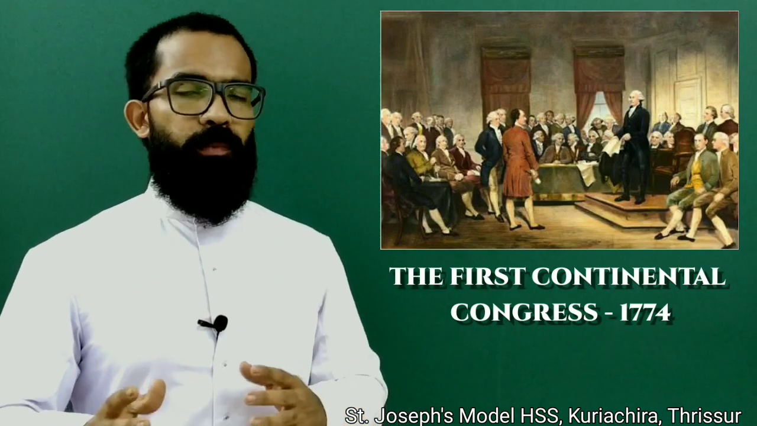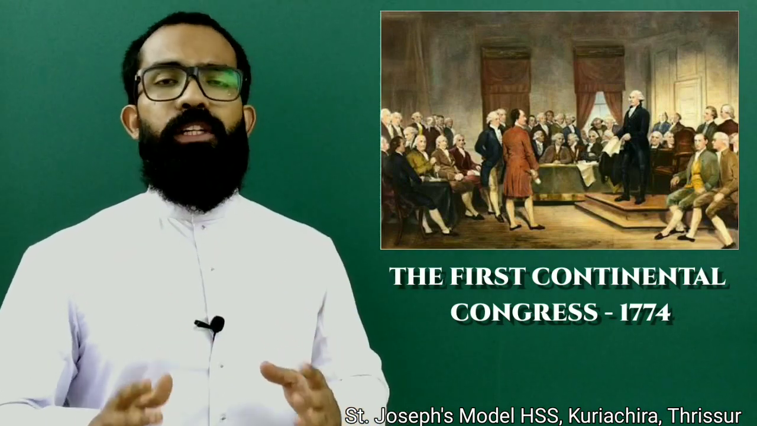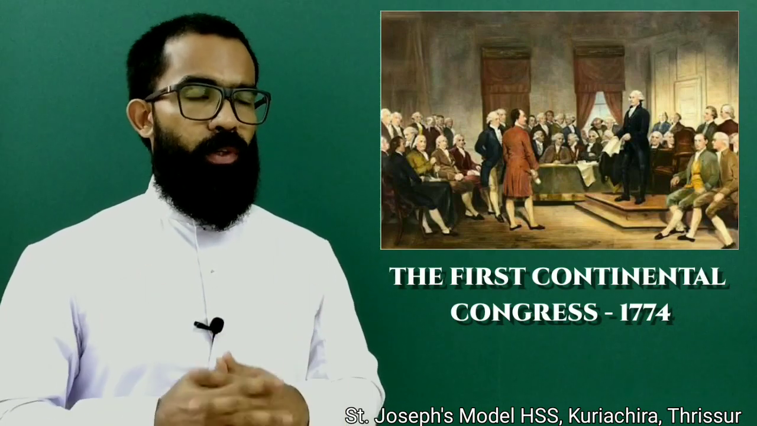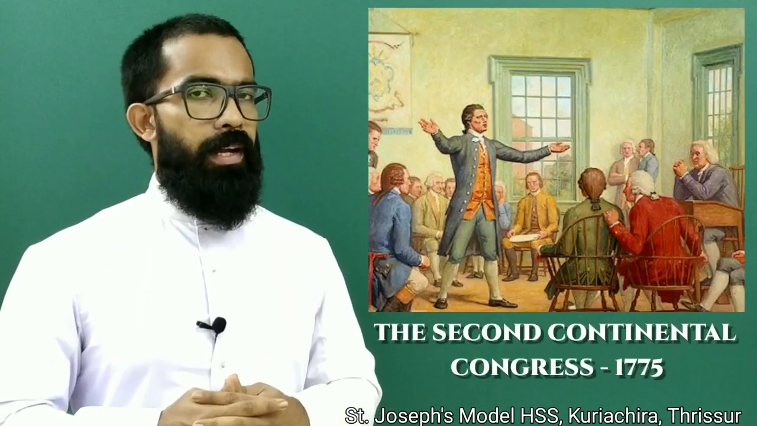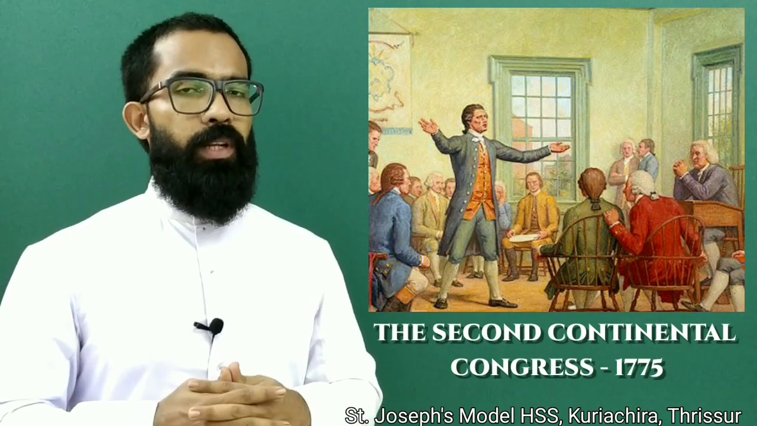All the delegates from the colonies except Georgia met at Philadelphia in 1774. Subsequently, they submitted a petition to the King of England to revoke the rules and regulations that were imposed on commerce and industry, and not to impose tax without the permission of the people. Instead of this, the king sent a force to suppress the people. This led to war between England and the colonies. The Second Continental Congress was held in 1775 at Philadelphia.